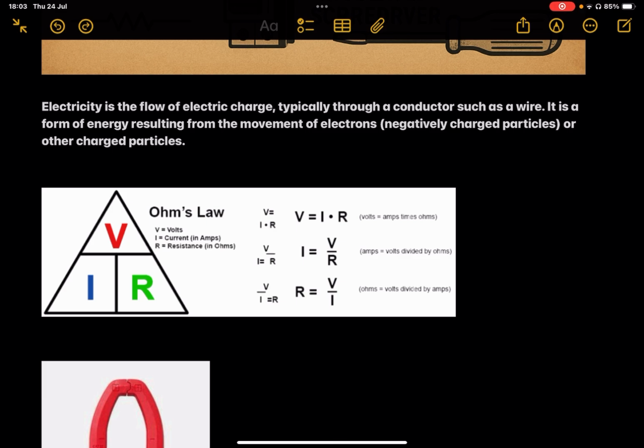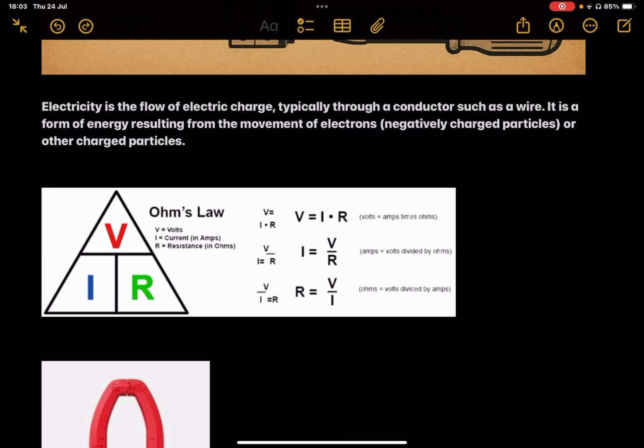So for the most part, you will find we will use metal to transmit these electrons from a higher potential to a lower potential, and in the case of AC current, back and forth. But yes, this is the principle of electricity. So if anyone asks you what is electricity, you can just say the flow of electric charge.